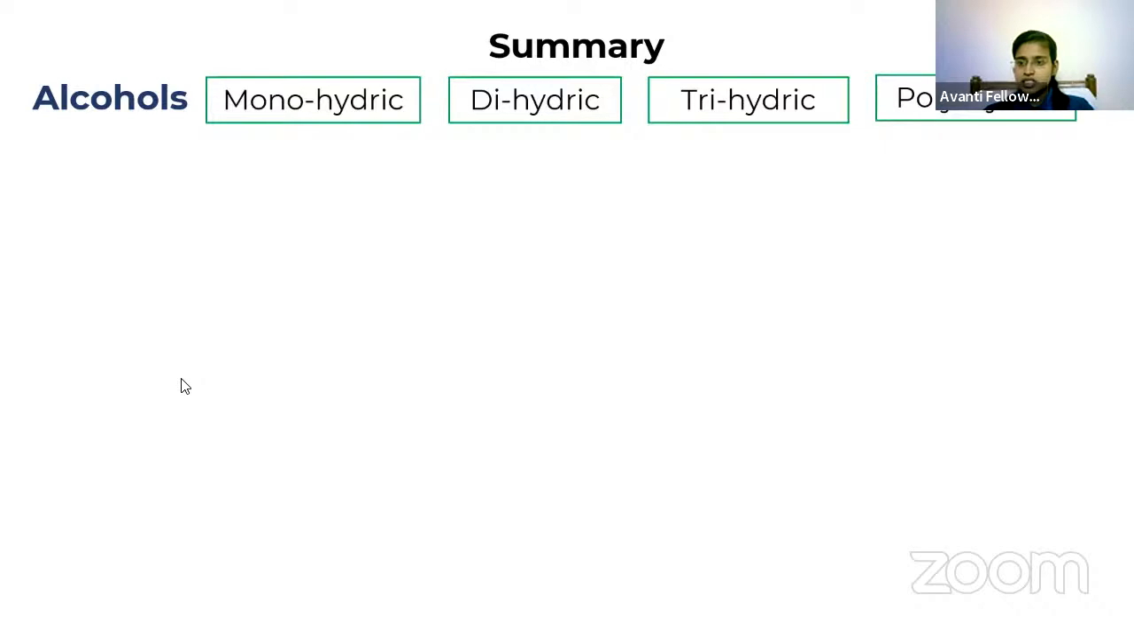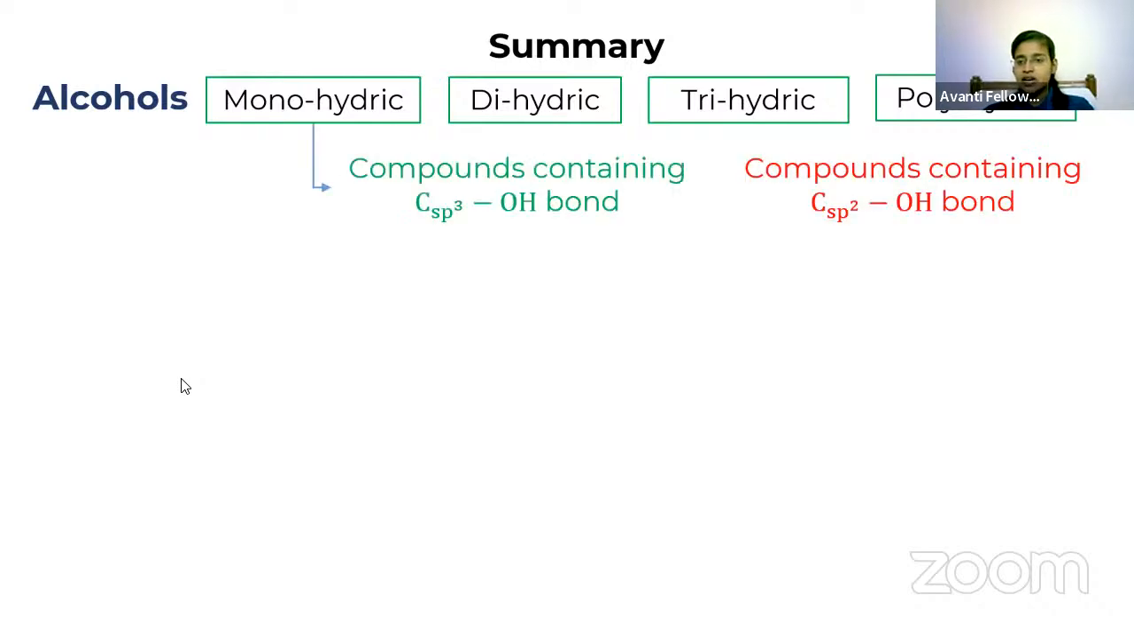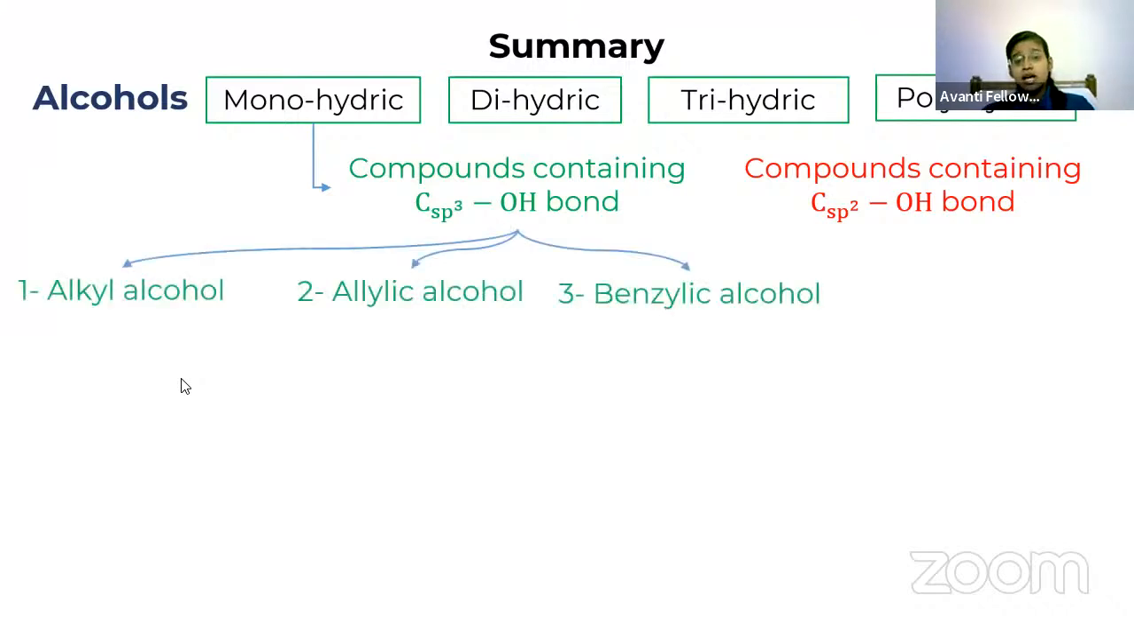First I discussed the classification of alcohol. Based on the number of OH groups present, there are 4 classifications, and then we classified based on hybridization. For the monohydric system, we classified according to hybridization into sp3 and sp2. The sp3 hybridized system has 3 classifications: alkyl, allyl, and benzyl, and sp2 has vinylic alcohol. This is all about the classification of alcohol.